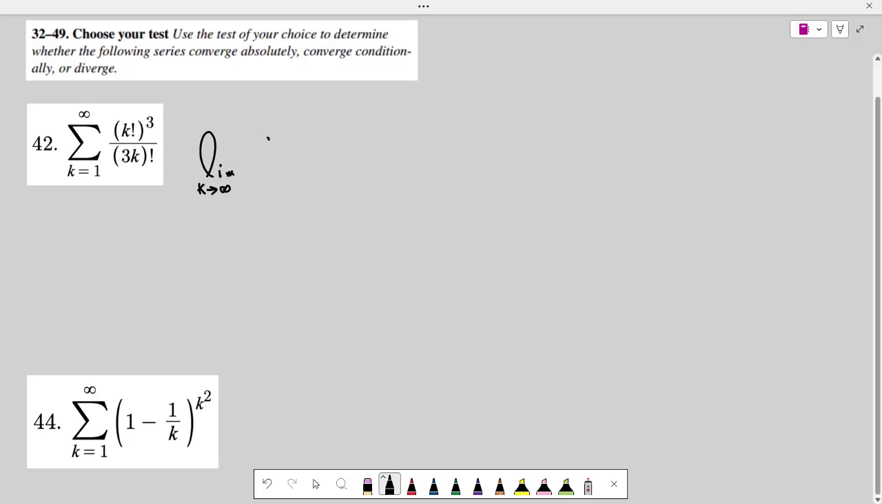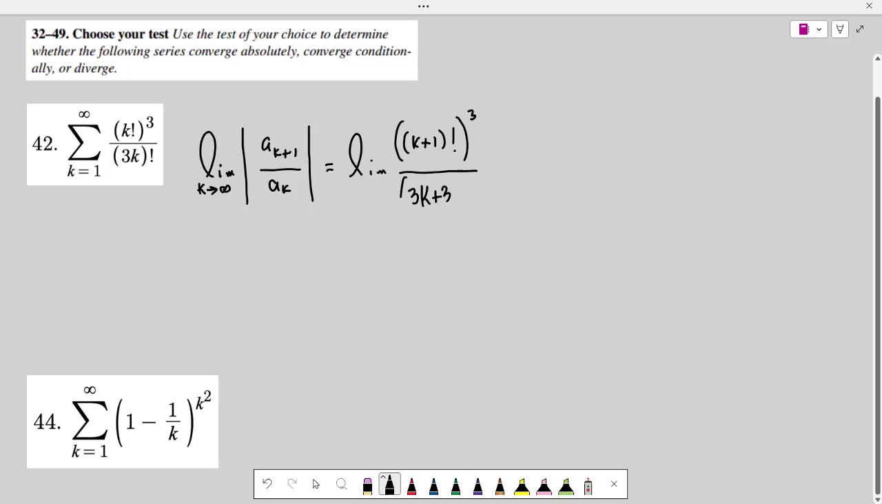So we're going to do a sub k plus 1 over a sub k, absolute value. We don't need the absolute values here because everything's positive, so we can already forget about that. But this is going to be k plus 1 factorial all cubed divided by 3k plus 3 factorial. Right, the k is being replaced with a k plus 1, and the 3 has to distribute. Then we're going to flip, and we're going to have 3k quantity factorial, and then k factorial cubed.